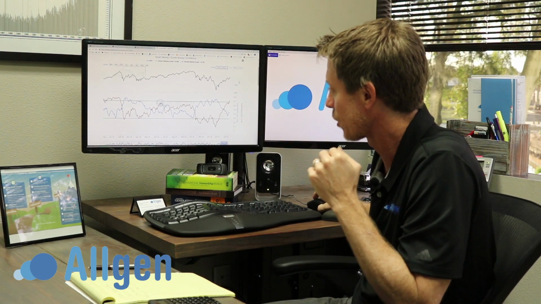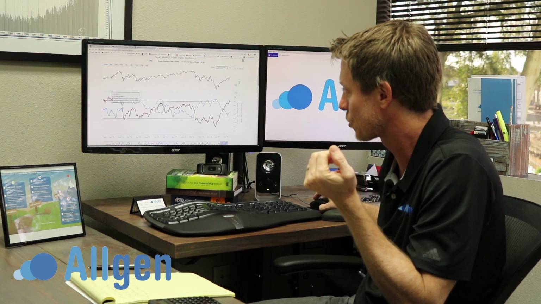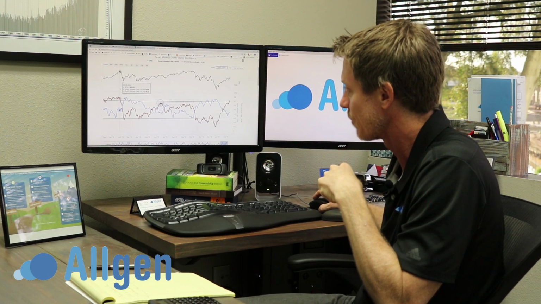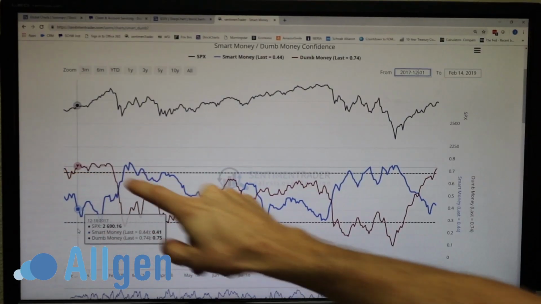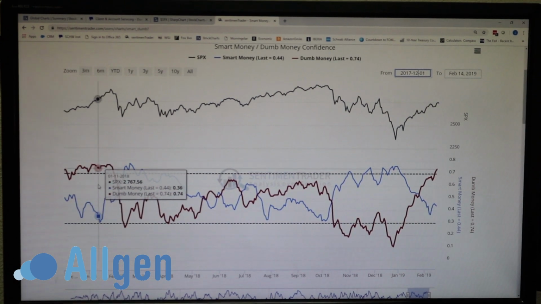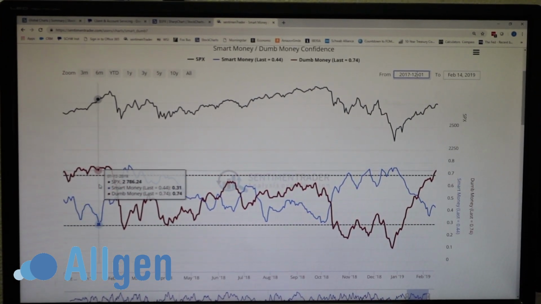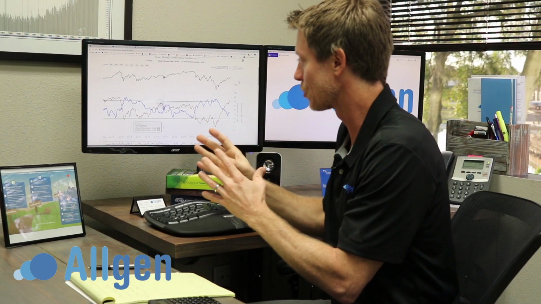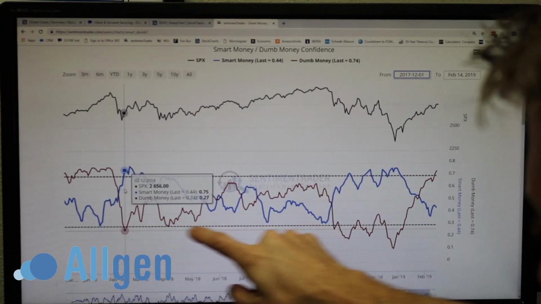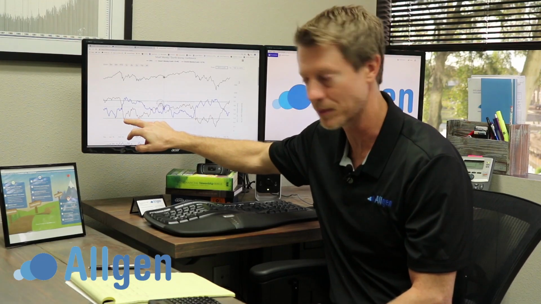If you look at this chart, if we go back to the end of 2017, when the market was really strong, going into January of 2018, where the market initially peaked, you can see the dumb money being right here above this dash line. Above that line means it's overly optimistic. So when it gets above that line, you should be a little bit concerned. When it goes below this line, that's usually a good time to buy. That's the line that says they're overly pessimistic.